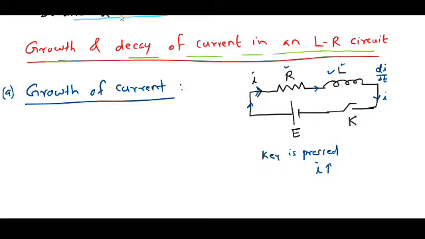That self EMF developed across the inductor opposes the applied EMF. The EMF induced across this inductor is written as L di by dt. That is the voltage developed across the inductor. V is equal to L di by dt.